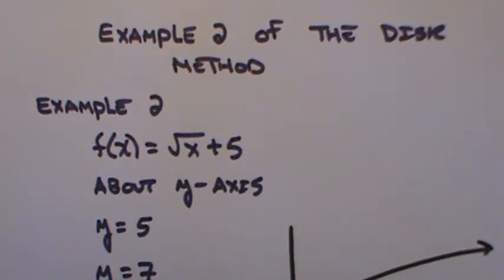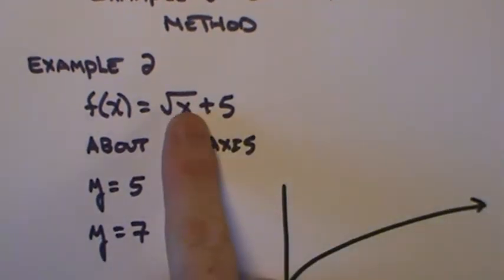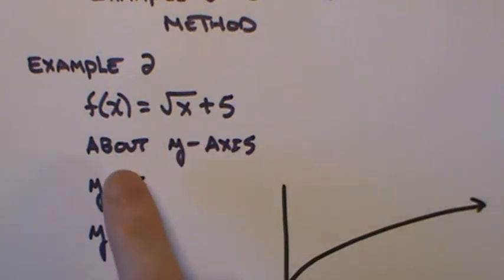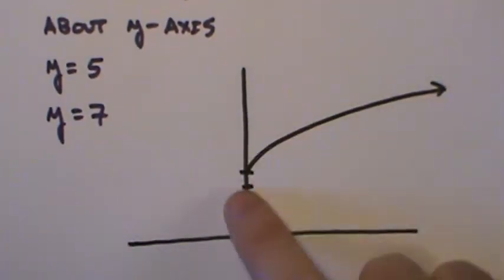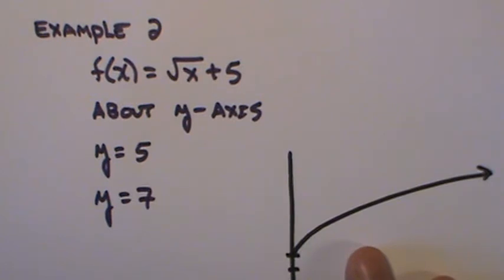Example 2 of the disk method. With example 2, you'll quickly note I started with the same function as example 1. However, in this example I'm asking to revolve about the y-axis, and notice my boundaries. They're no longer in terms of x, they're in terms of y. Now I have the same picture drawn, but this is going to be a completely different volume.